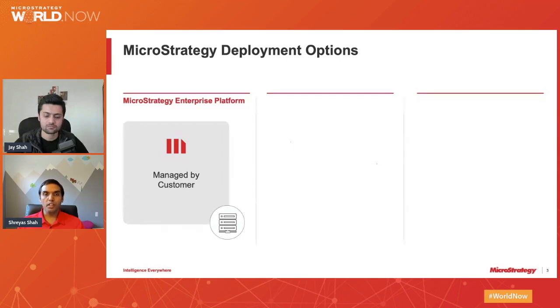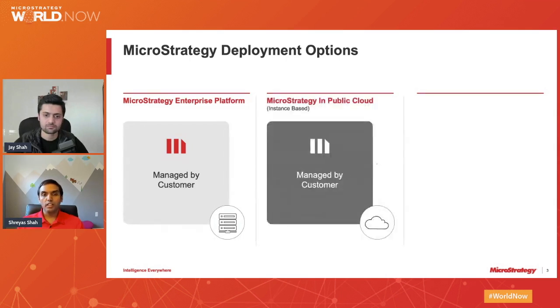Option number two is MicroStrategy in public cloud. This is similar to option number one. The only difference here being MicroStrategy is being installed on one of the public cloud providers like Azure, AWS, or Google Cloud. The customer is still in charge of installing, upgrading, scaling, migrating, and all the day-to-day operations like backups and security scans. So as you see, it's still a lot of work which is on the customer.